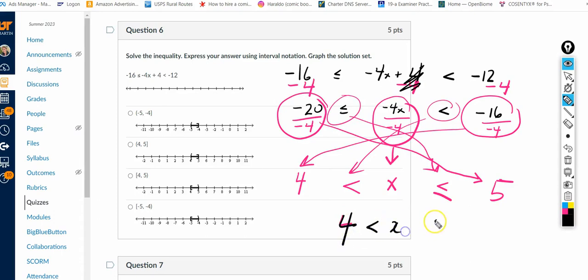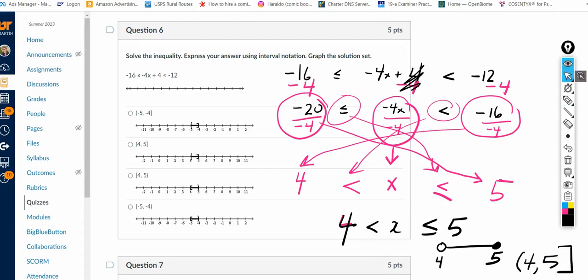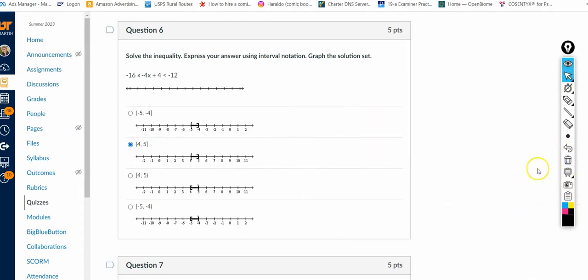Okay, and so I'm going to have 4 is less than x is less than or equal to 5, and so it would look like that on the number line, and then I would have this for the interval form. Okay. And so when I look at the possibilities, that's going to be this one here. Okay. So I'm going to mark that one as done. Okay.